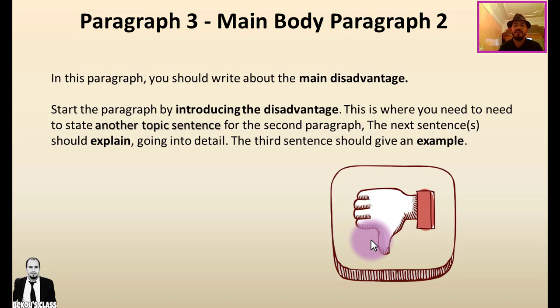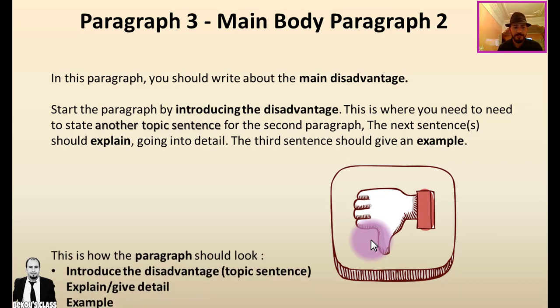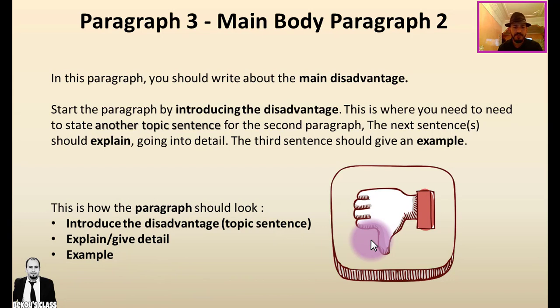And the next sentences are just supporting sentences, and you can add another illustration or example. So the same thing, your paragraph should introduce the disadvantage in a topic sentence, and then explain and give more detail as well as an example if there is any.